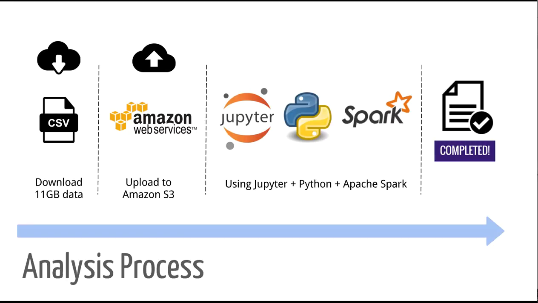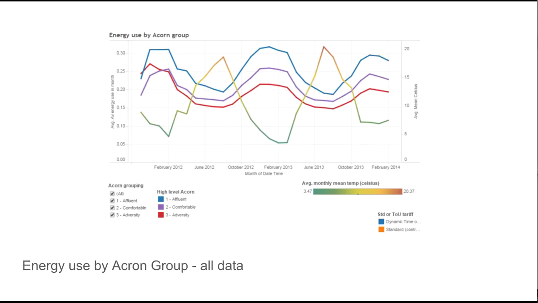Our analysis process is shown here. We downloaded a CSV file from the London Datastore and uploaded it onto Amazon S3 so that the rest of the members are able to access the data. And we use Jupyter Notebook and Python to do the analysis. Now we go to our analysis.